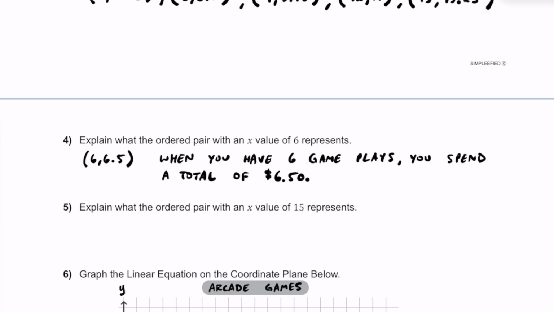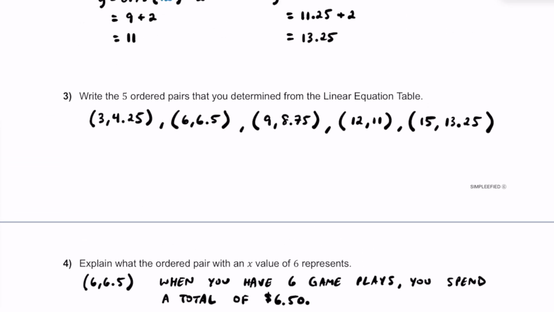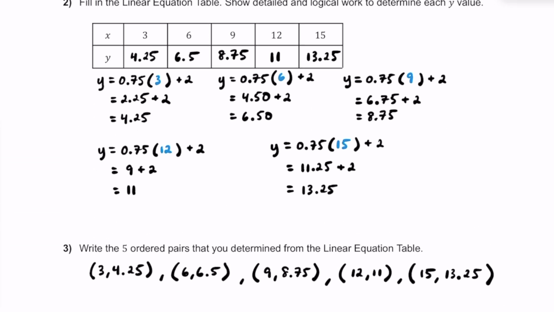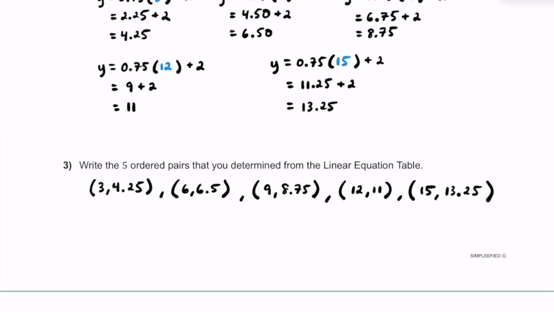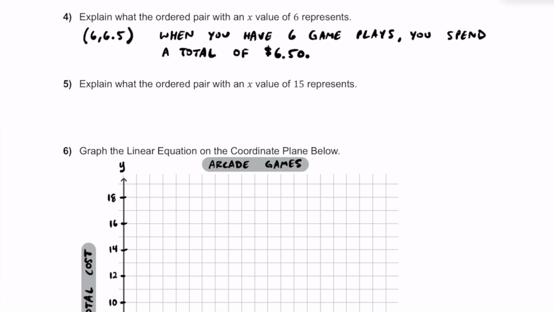For this next part, in question 5, it says explain what the ordered pair with an x value of 15 represents. You can look at 2 different locations here. If you want to look at the table, you can look at it up here. That's fine. It's 15 and then 13.25. You can also see the ordered pair here, so you can see it in 2 different ways. So 15 comma 13.25. I'm just going to go ahead and copy that down. 15 comma $13.25.